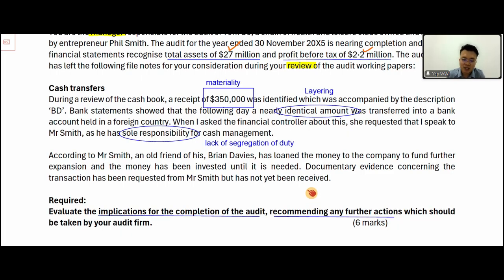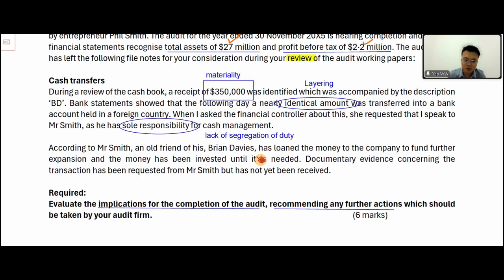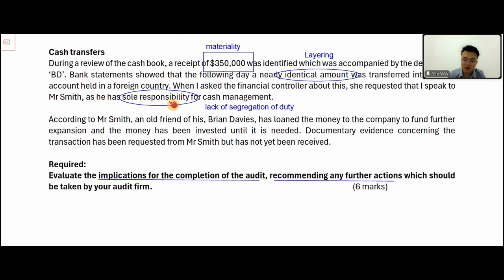Now, how am I going to score marks? First, the implication is already done. These are the things that I need to consider and recommend further actions. Meaning to say, what am I supposed to do? Of course, you won't find the answer from the scenario. What you are supposed to do is the response, how you should react to money laundering.